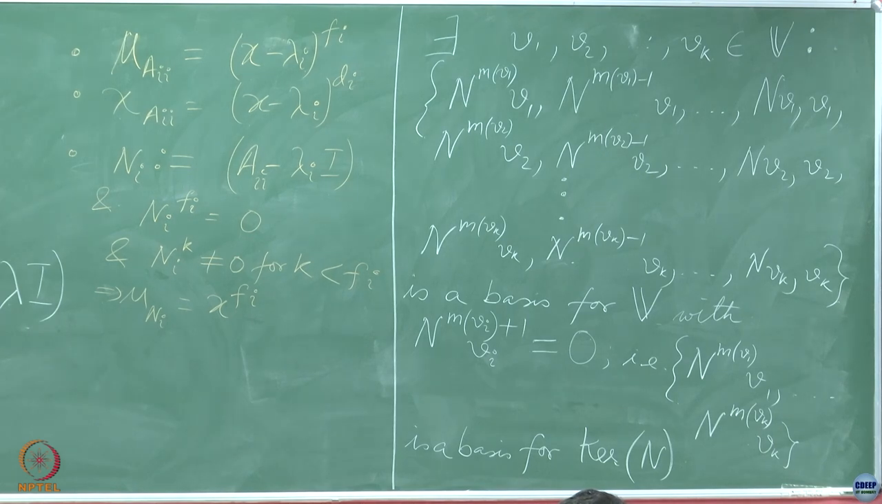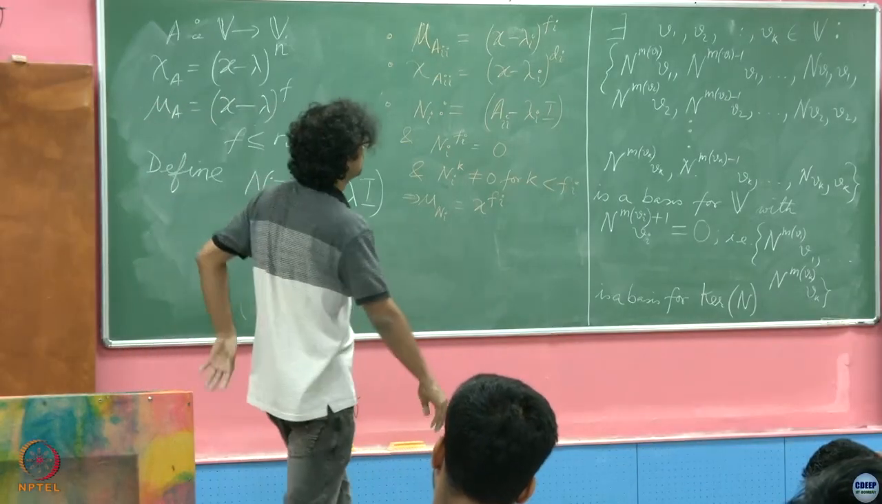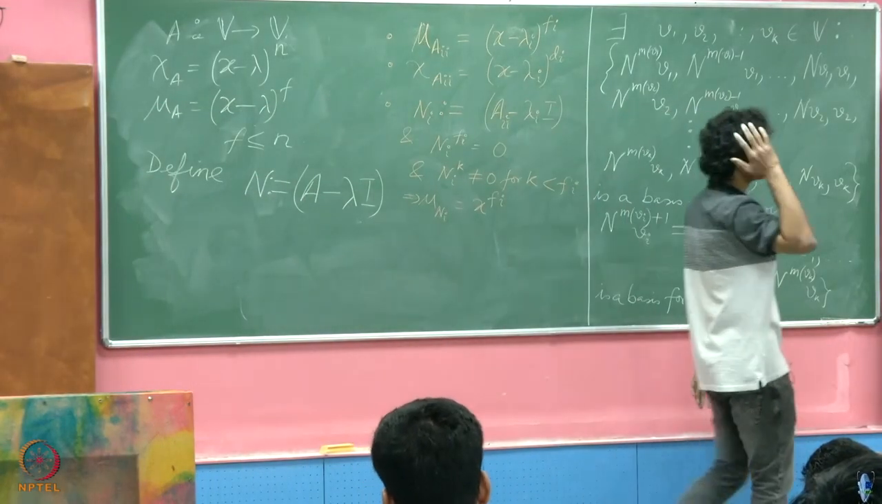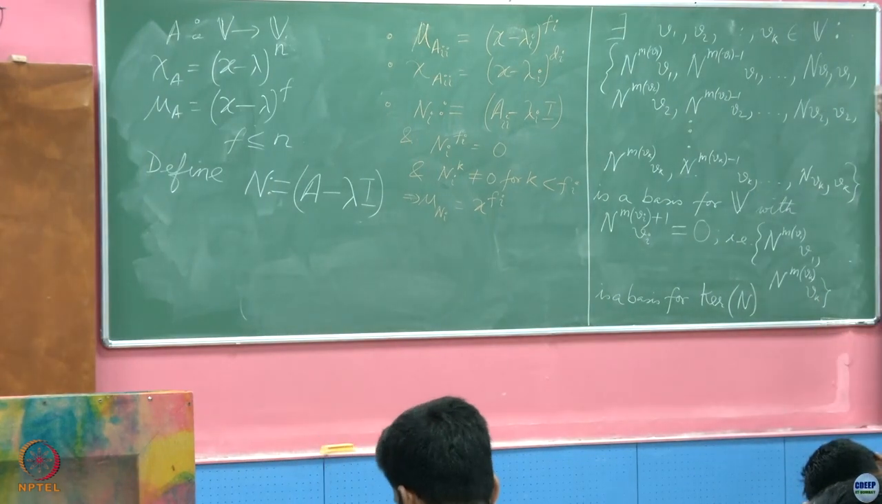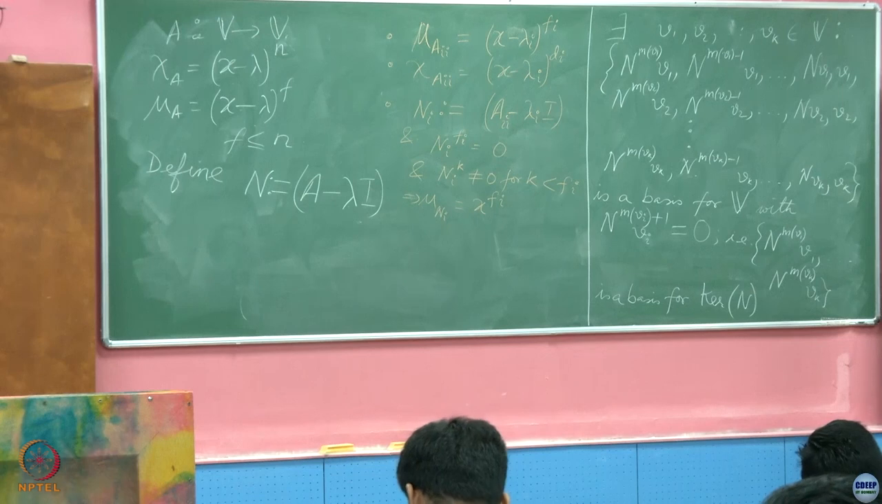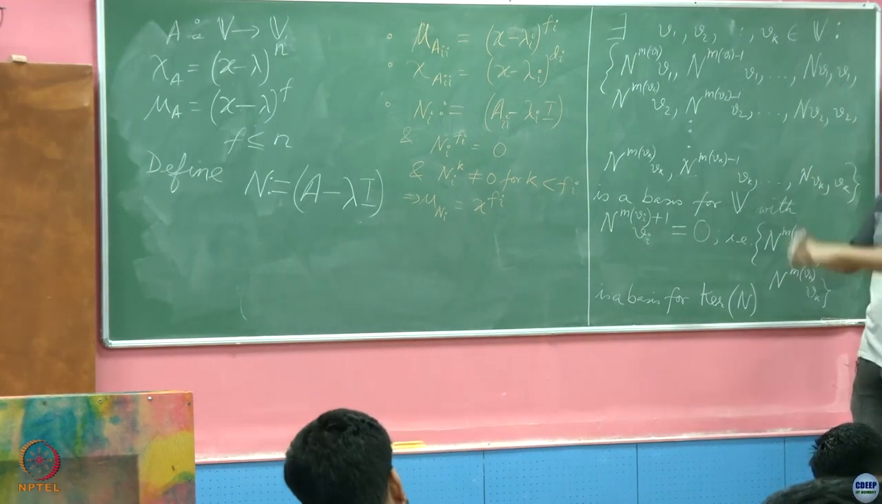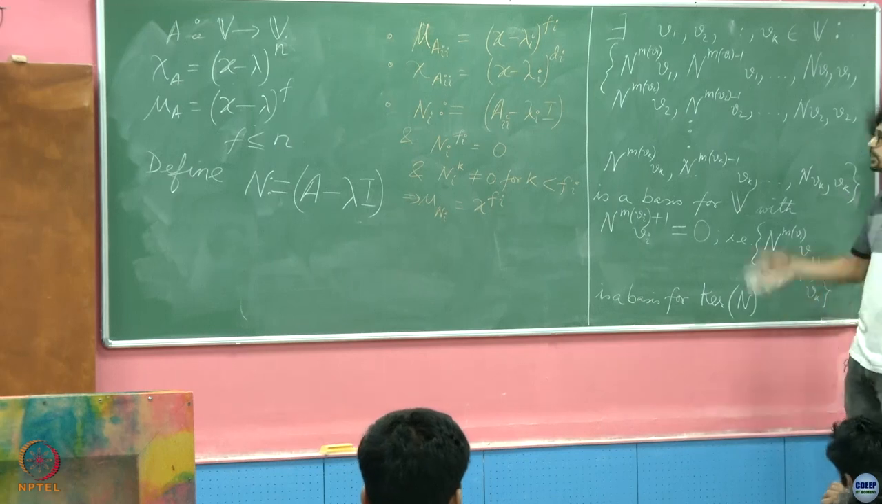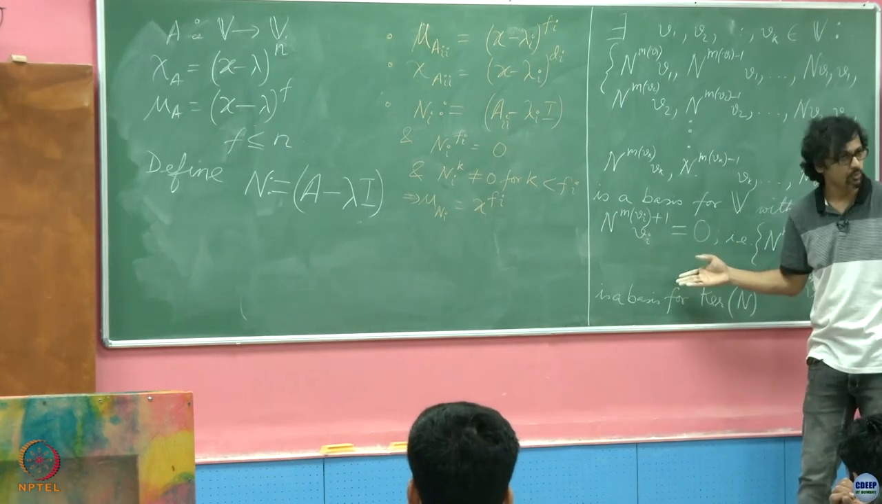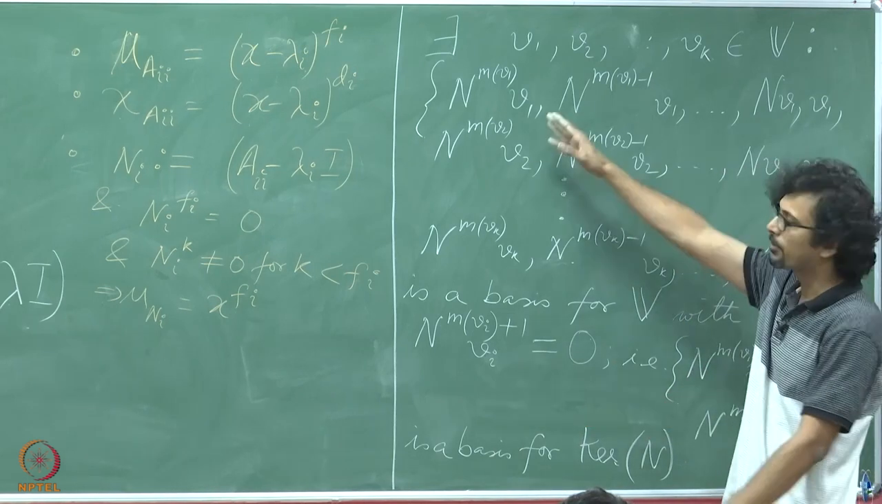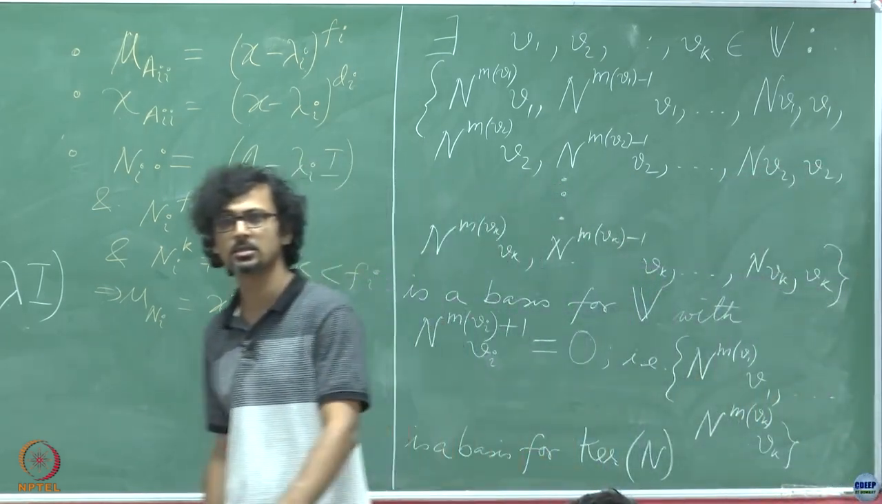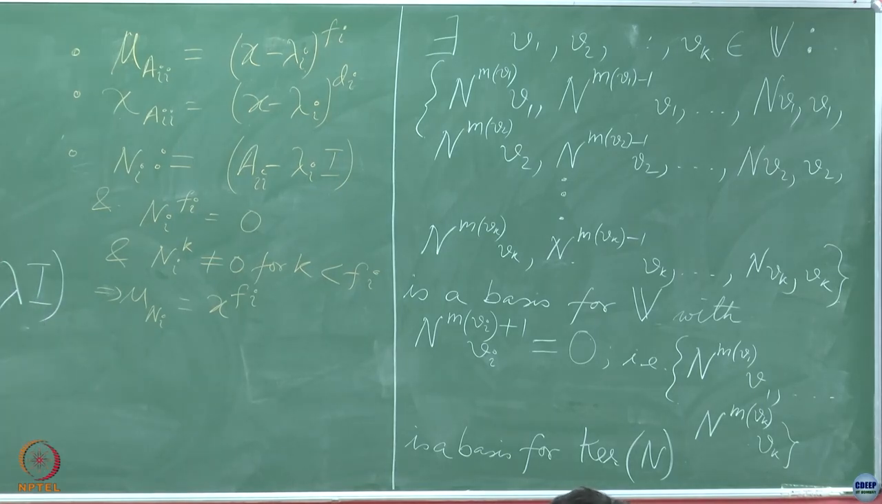It's almost like magical. What does it say? It says that you'll be able to find a certain number of vectors inside this vector space such that if you keep hitting them with N repeatedly until a point arises where it devolves to 0, and then stack them up like this, you will end up with exactly n number of vectors. Of course, how to choose those v1 through vk in a special manner may not be very obvious at this point, but it says that there does exist.